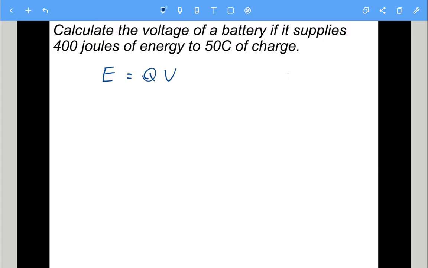Just out of interest, voltage has another name. It can also be called potential difference. So if you see PD or potential difference, it just means voltage.